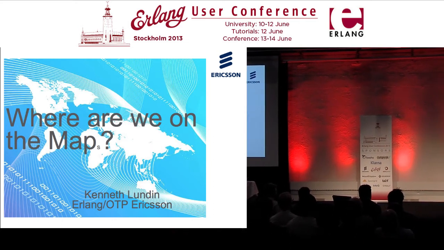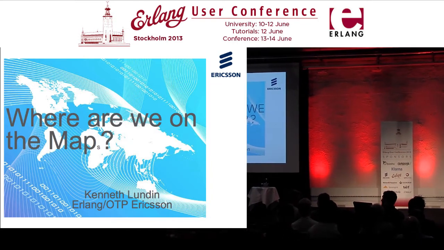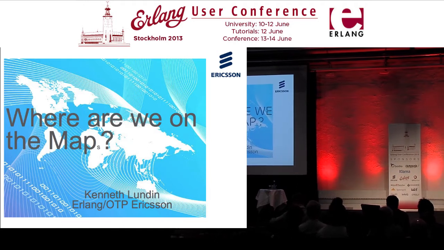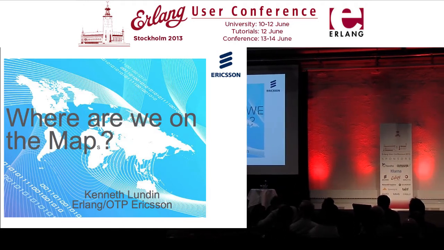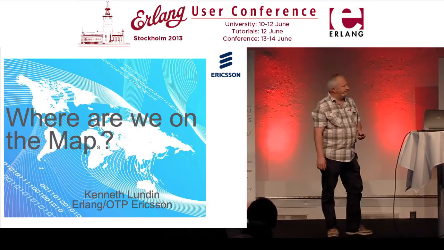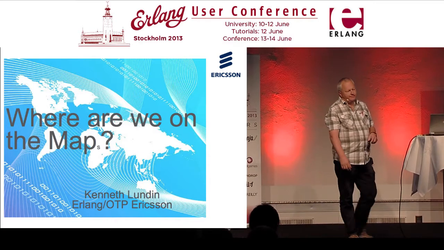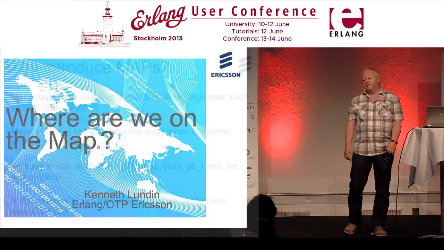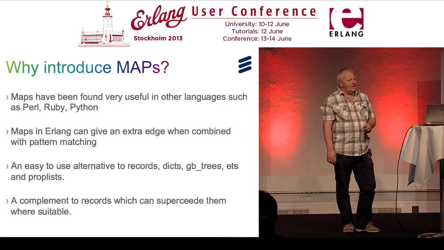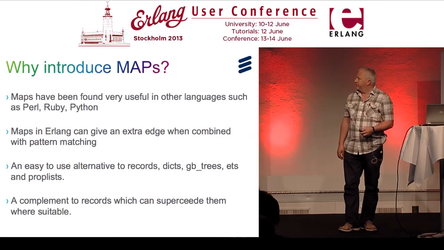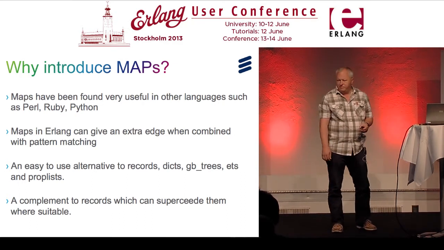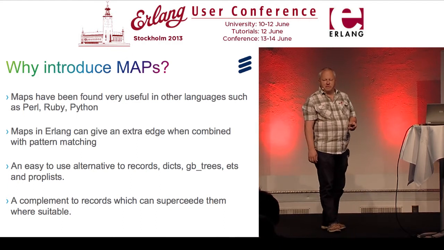It works here. Okay, I will talk about a new data type in Erlang called maps, or map. And why should we introduce that then? It's because other languages have it. Seems convenient in those languages. And it can be in Erlang as well, and it could even be better perhaps, because you can use the pattern matching mechanism as well.